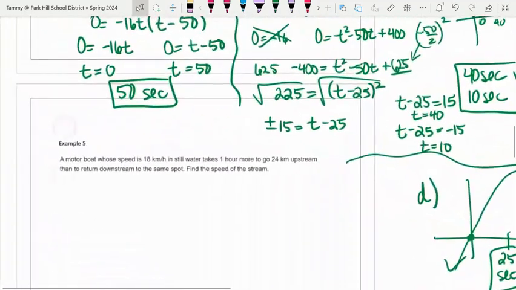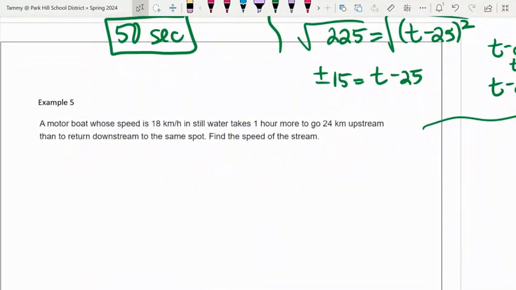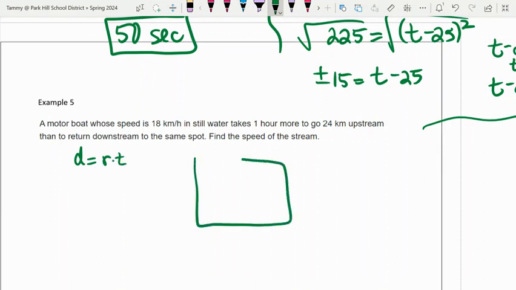All right, example 5. A motorboat whose speed is 18 kilometers per hour in still water takes 1 hour more to go 24 kilometers upstream than to return downstream in the same spot. So this is another one of those distance equals rate times time problems, so we're going to set up that chart for this.